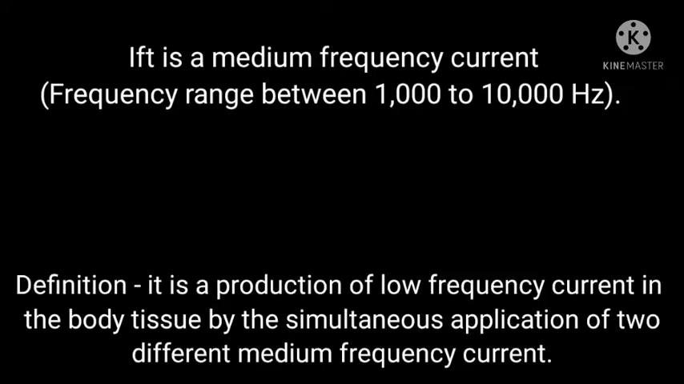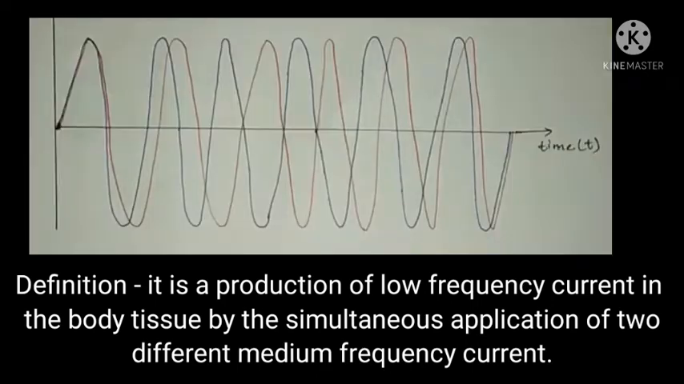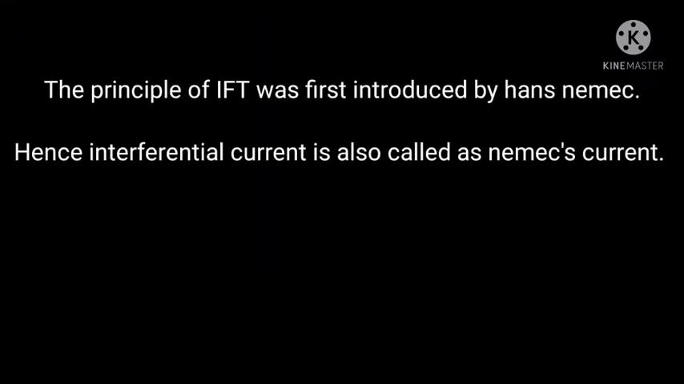Definition: it is a production of low frequency current in the body tissue by the simultaneous application of two different medium frequency currents. दो medium frequency current है जिसका frequency different है. जब ये दोनों interfere करते हैं तो low frequency current produce होता है. The principle of IFT was first introduced by Hans Nemec. Hence, interferential current is also called Nemec's current.